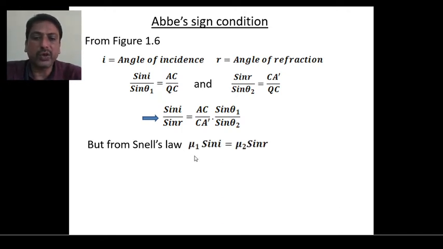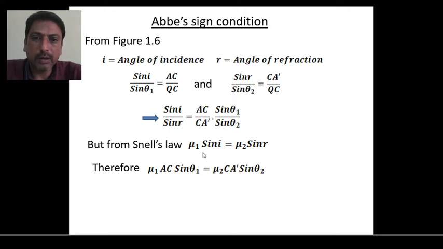Again, from Snell's law we have the relation mu1 sin i equals mu2 sin r. Therefore, the above equation can be written with sin i by sin r replaced by mu2 divided by mu1. So the equation becomes mu1 AC sin theta 1 is equal to mu2 CA' sin theta 2.